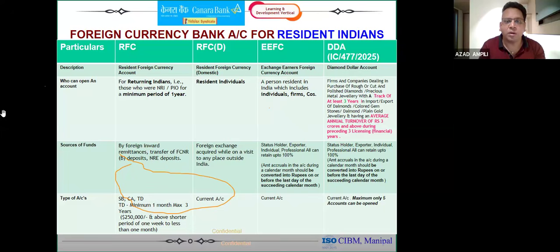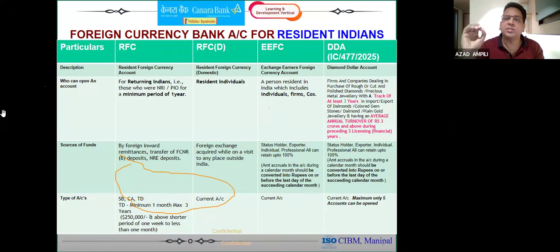I require some account, because I can't keep more than $2,000 in currency with me. So what I will do is open this account and put this money into it. This is a current account, no interest will be paid. So in the exam, if they ask whether interest will be paid in the RFC domestic account, you have to say current account, no interest.